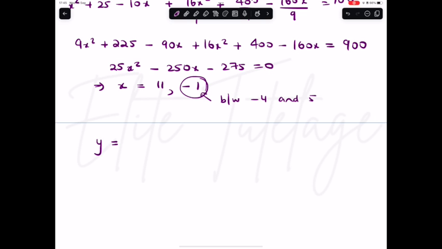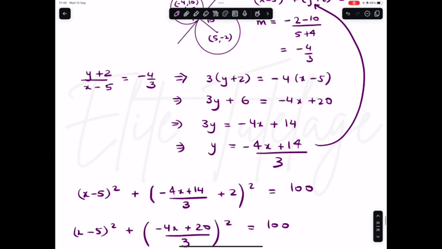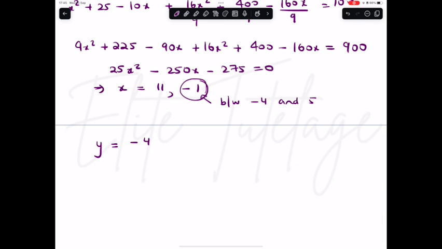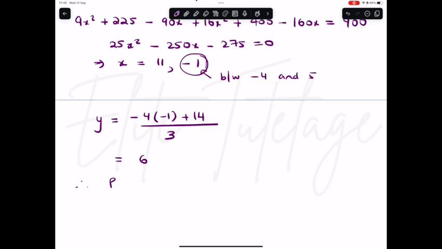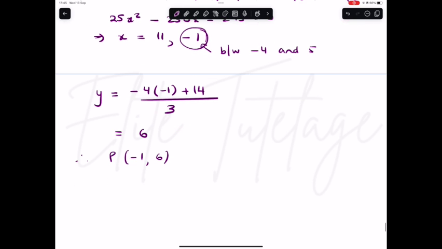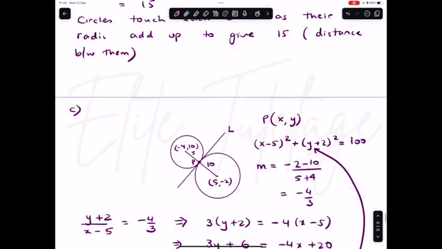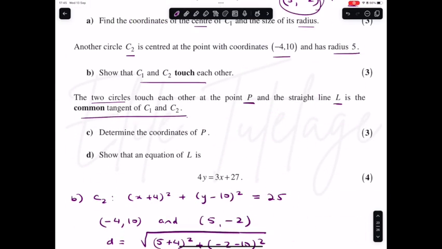And from here, I've got my y coordinate of P just using that equation. Okay, so -4 times -1 plus 14 equals 18, divided by 3. So I've got P as (-1, 6).